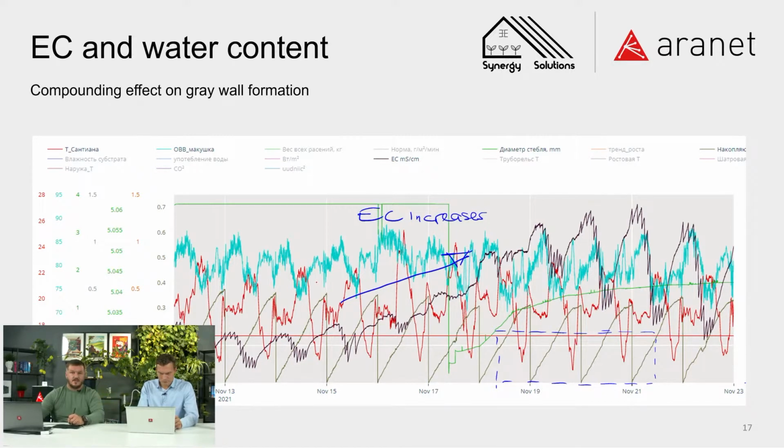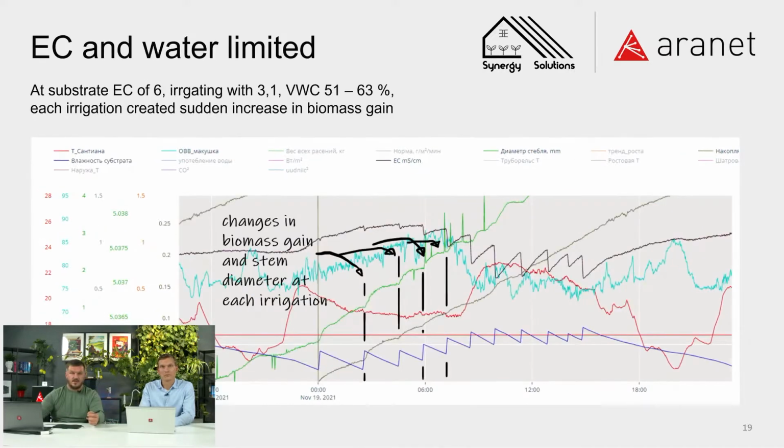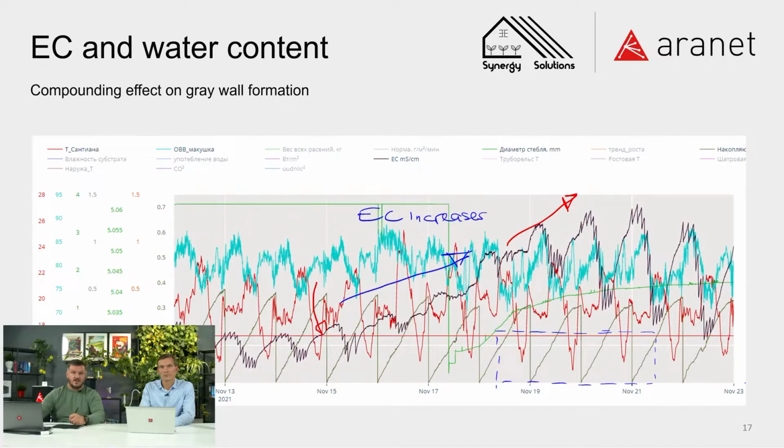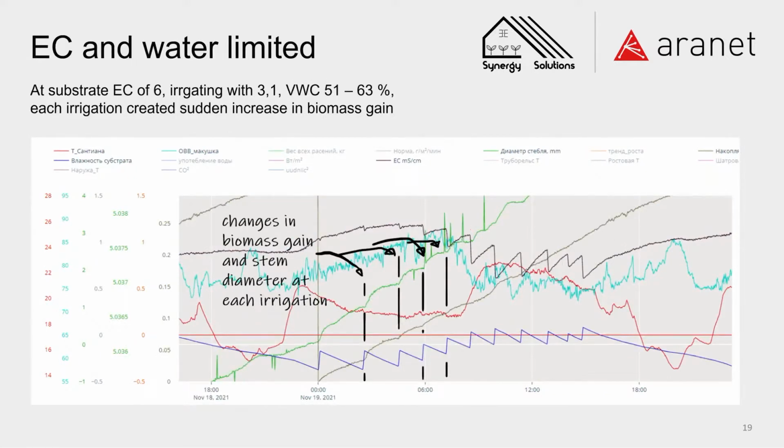And there, this black line, which is going upwards, moving to the top, that's the EC of the substrate. Previously, when the EC was at a lower level, around 3 in the substrate, the biomass gain was stable and it was growing steadily. Also there were no changes in humidity in the air, and the plant was growing great. But then when the EC in the substrate increased, we measured biomass increase in huge steps when we started to irrigate, and the same increase was visible in the stem diameter.